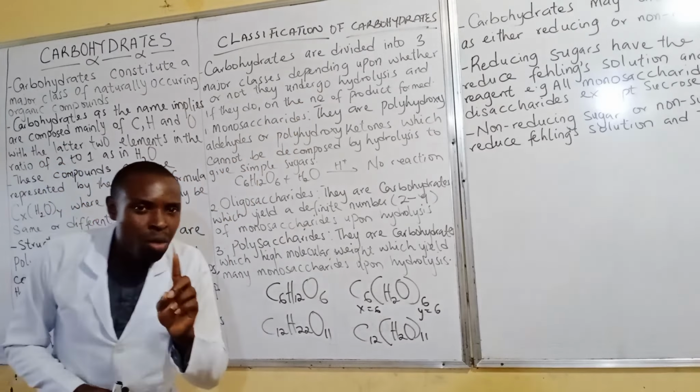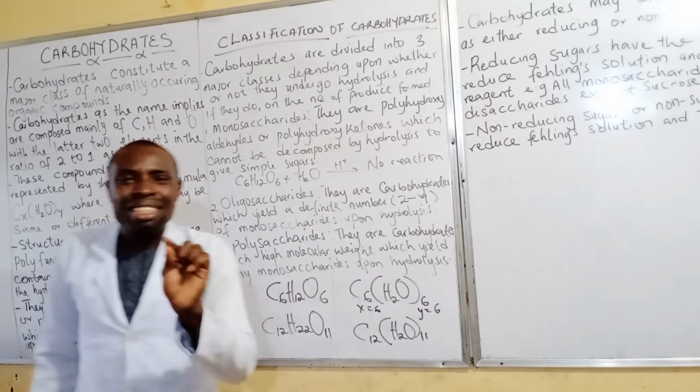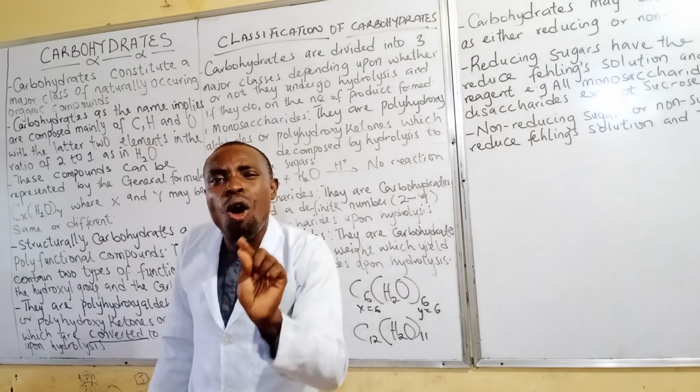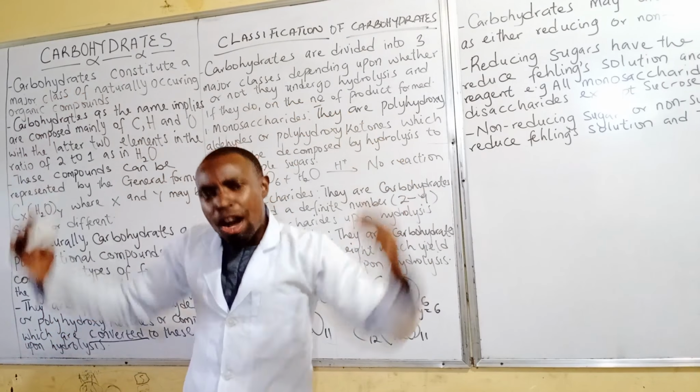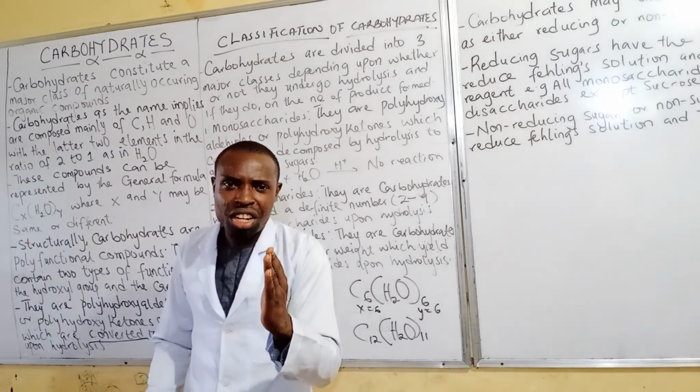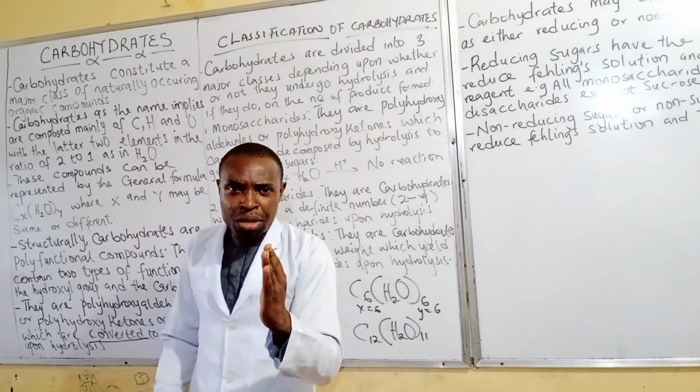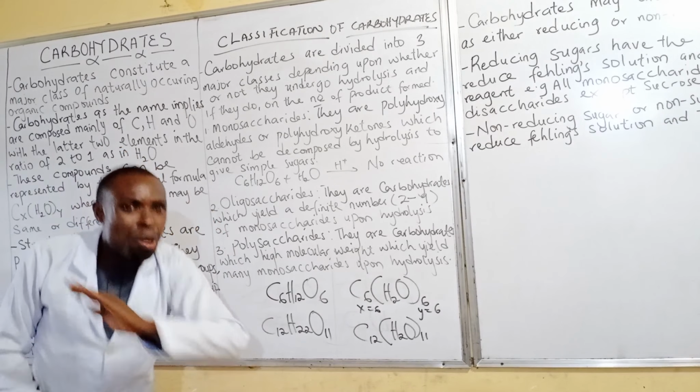They are polyhydroxyaldehydes or polyhydroxy ketones which cannot be hydrolyzed. Why? Remember, take note that the monomeric unit of carbohydrates, which is a giant macromolecule, is the monosaccharide. Are you with me now? Now we move ahead. For example, if I have glucose, which is a monosaccharide, upon hydrolysis there will be no reaction. Why? Because it cannot be broken down further. It is the simplest.